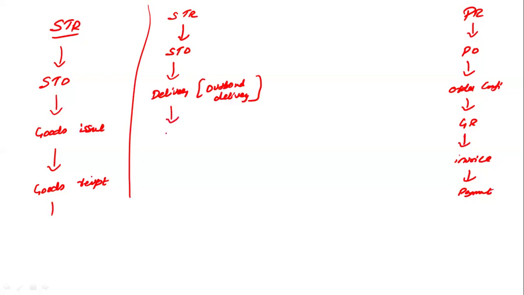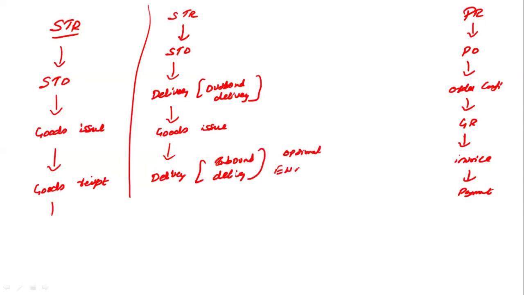Okay. Against this delivery, the goods issue happens. After goods issue has happened, in the receiving plant, they again create a delivery. This is called inbound delivery. This is optional, because inbound delivery comes only in the case of EWM. If there is no EWM, then if you're doing just with IM, then this doesn't come. You do the goods receipt and close.